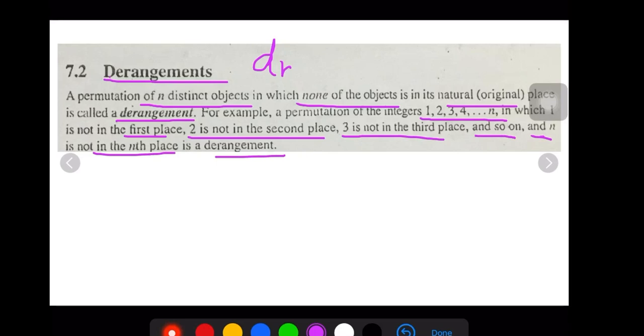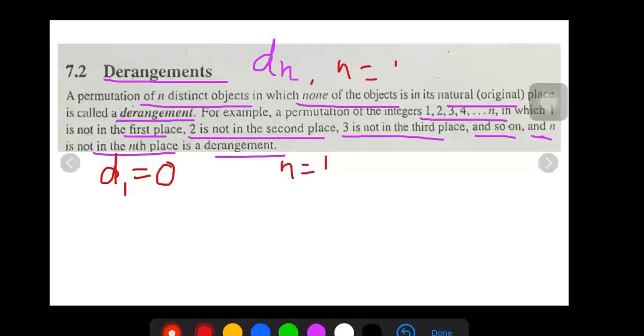So we'll start with one object or one number. If there is only one object, then you cannot place that in some other place, because there is only one place and one object. It has to be there only, so it will be in the original place. You cannot derange it. Therefore, D1 becomes 0, where n is 1, 2, 3, 4, and so on. So we'll go with n equal to 2.